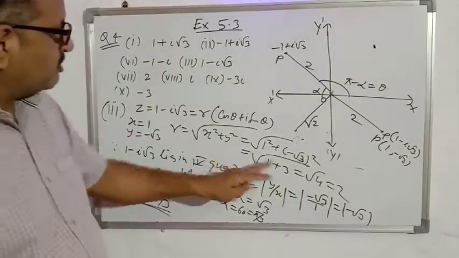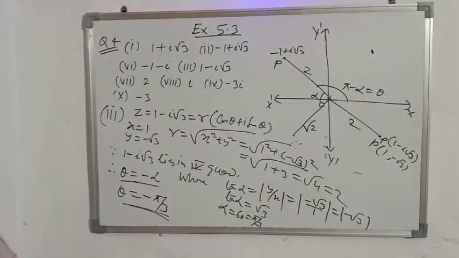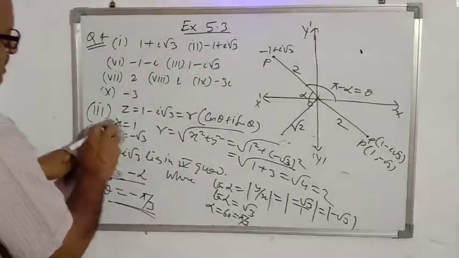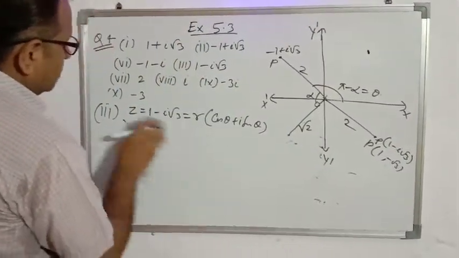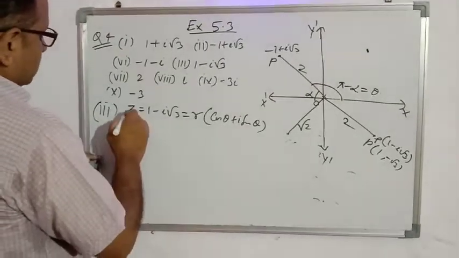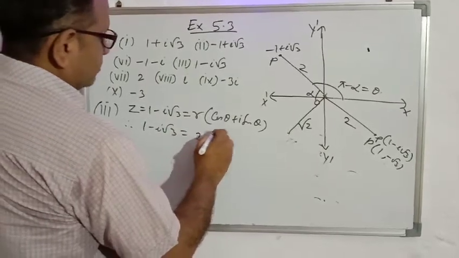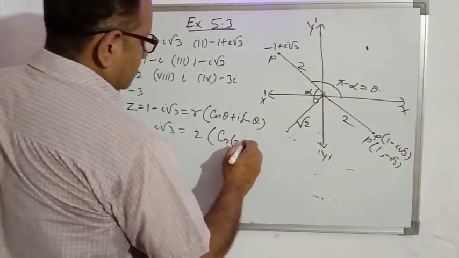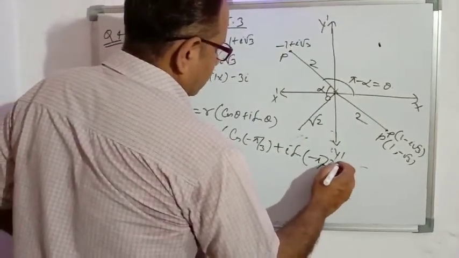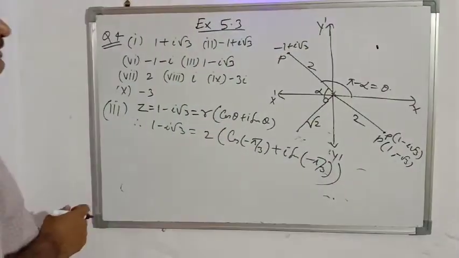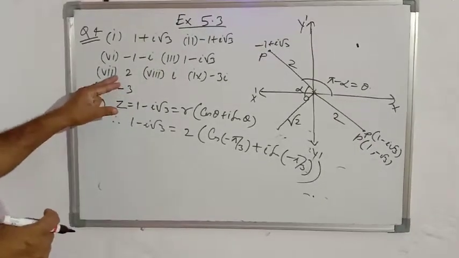So we will put r is equal to 2 and theta is equal to minus pi by 3 in this to represent it in the polar form. Therefore 1 minus i root 3 can be written as 2 cos minus pi by 3 plus i sin minus pi by 3. Theta is minus pi by 3. So the fourth part is completed. Now see the seventh part.